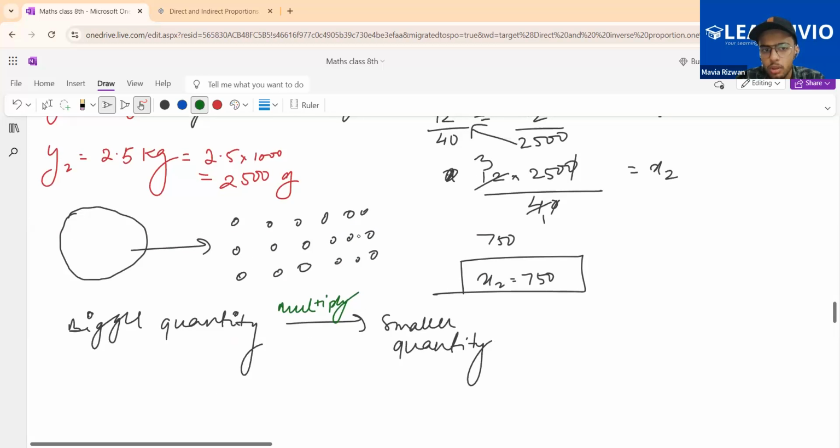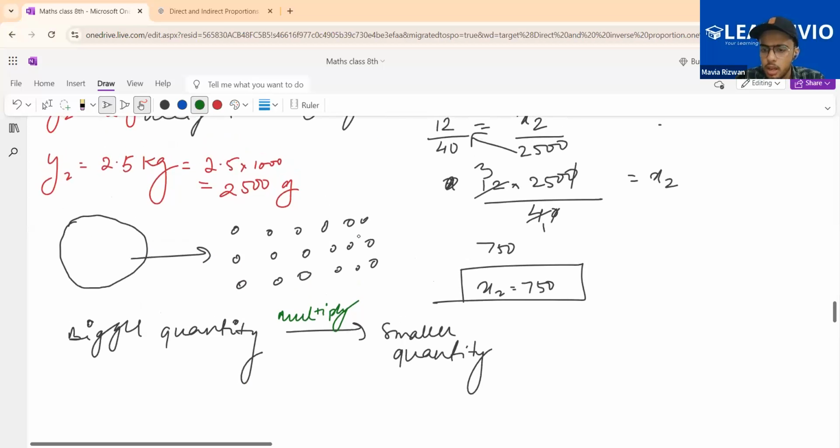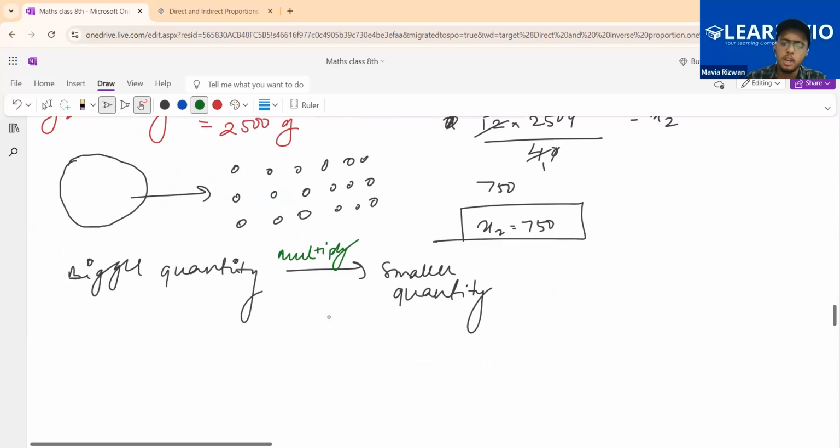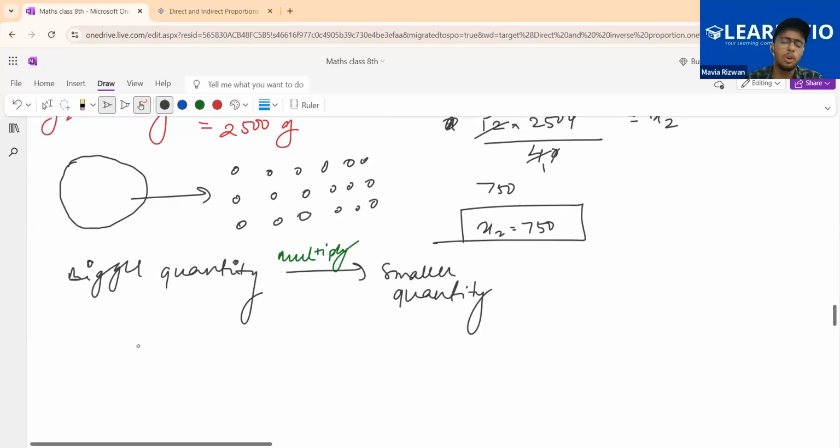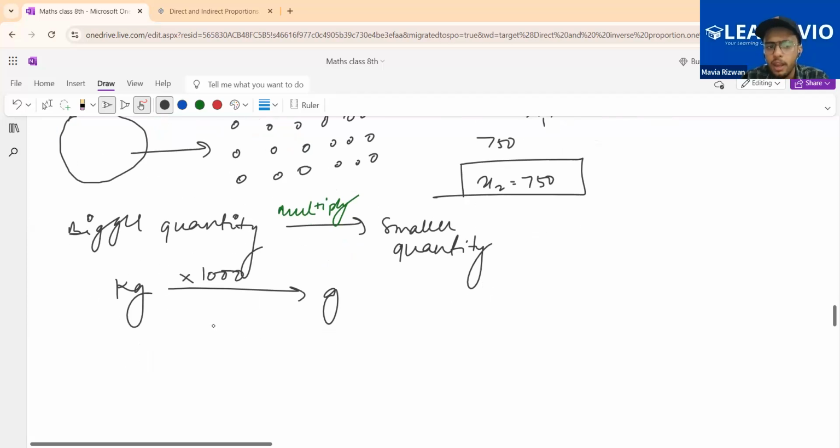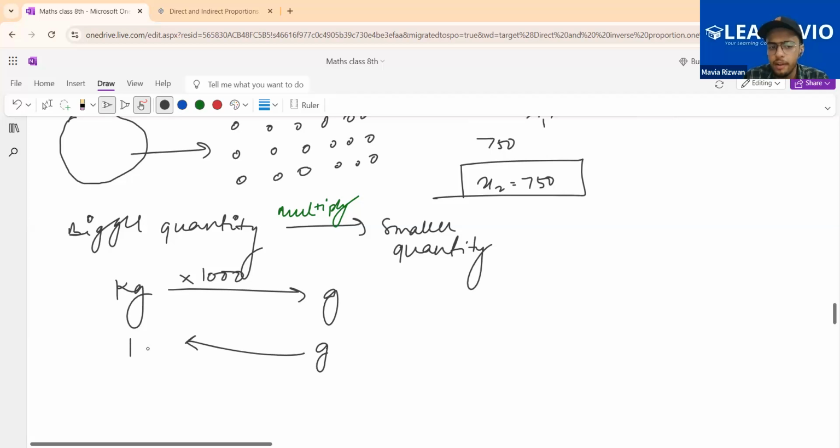So, Rida, what I told you was that whenever we have to convert a bigger quantity into a smaller quantity, we multiply. Now, is kg the bigger quantity or gram? Kg, right? So whenever we have to convert kilograms into grams, we multiply by 1,000. You have to memorize this. And if we have to convert grams into kgs, then we divide the number by 1,000.